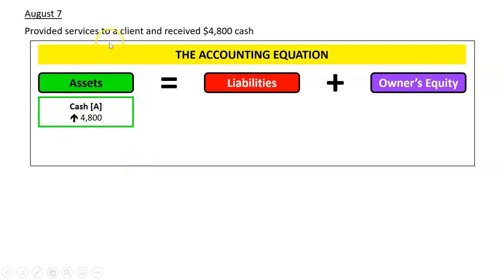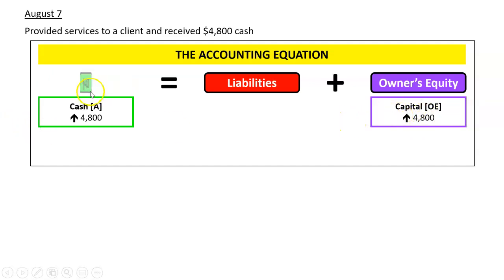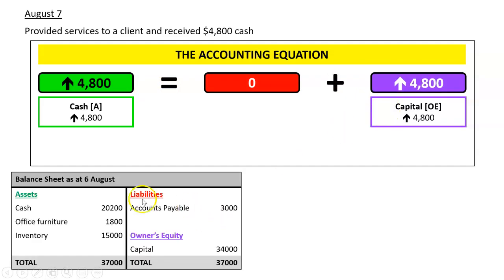Okay, now when we provide a service, that is a revenue. We learned at the start of this video that revenues increase owner's equity. So what that will do will actually increase the capital figure by 4,800. The definition of a revenue is it has to increase owner's equity, and that's what's happened. Let's balance this out. Assets gone up 4,800. That equals liabilities of 0 plus owner's equity of 4,800. So that balances. Let's update our balance sheet.